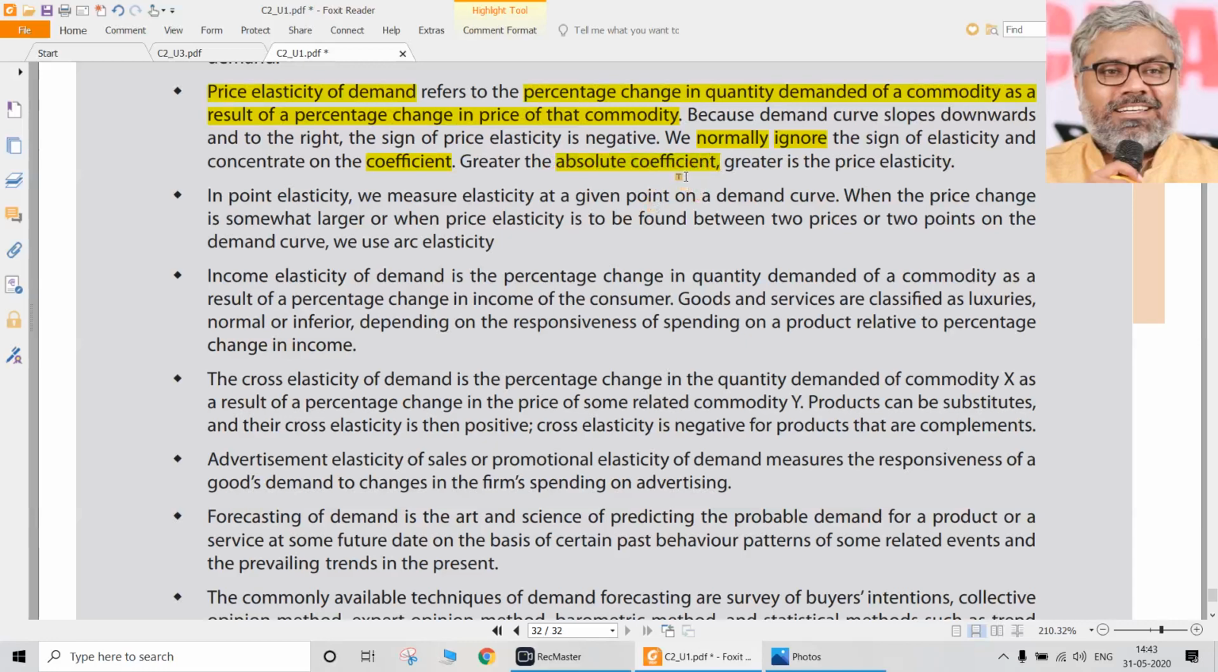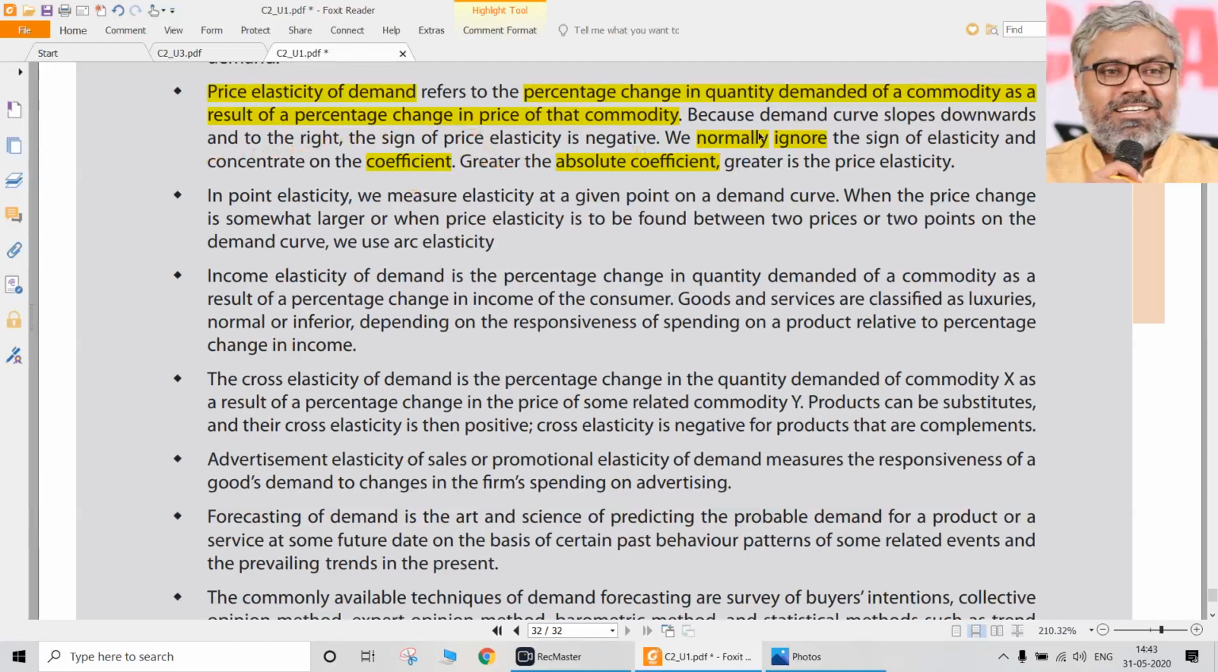So once again, what matters in the case of price elasticity is the absolute coefficient, the number. What that number indicates is the responsiveness of that product's quantity demanded to a change in price. If that absolute number is higher, that particular product is more price elastic, which means the responsiveness of that product to changes in its price is very high. So even for a small change in the price, the quantity demanded of that product changes drastically. That's what a higher coefficient or higher price elasticity indicates.